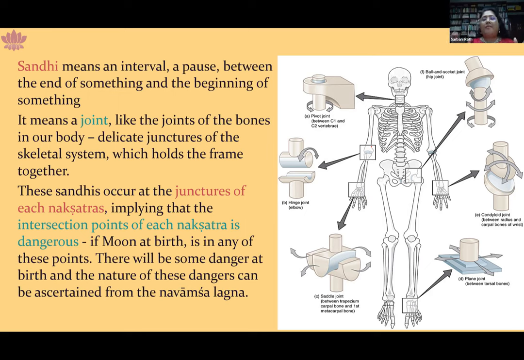So we have already discussed, right, that a graha in a sandhi is very fragile. A graha in a sandhi can torment me my whole life. A graha in a sandhi can create problems for me in my whole life. Then obviously the graha in these nakshatra sandhis are going to agitate my mind, are going to disturb my mind. When it is a graha like moon, and at birth moon is in a nakshatra sandhi, there will be dangers at birth. And the nature of these dangers, we can then ascertain from the Navamsha Lagna. Why from the Navamsha Lagna? Because the Navamsha Lagna actually is our physical birth or our janma.